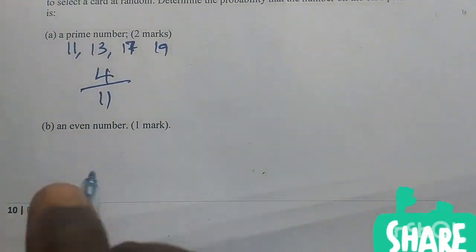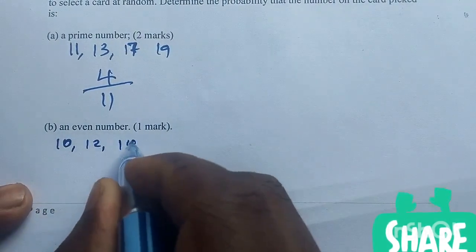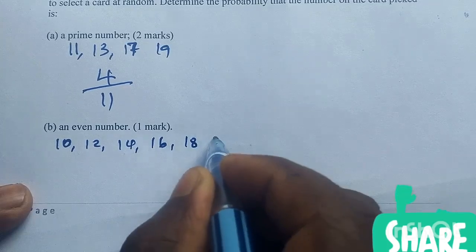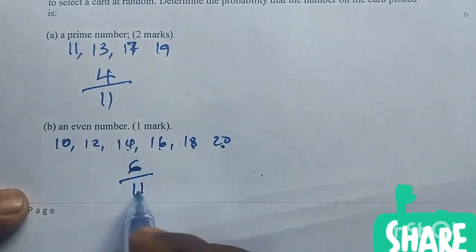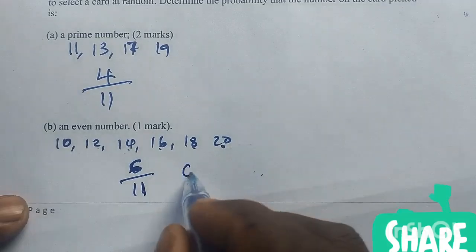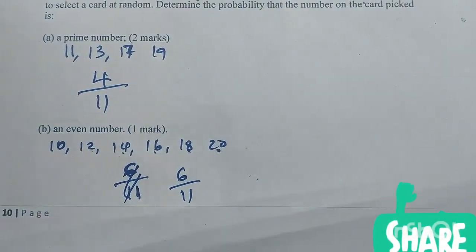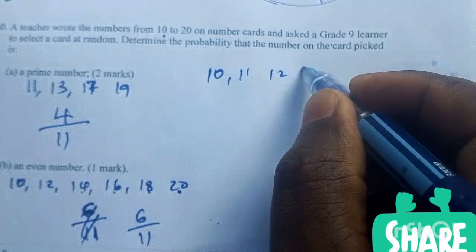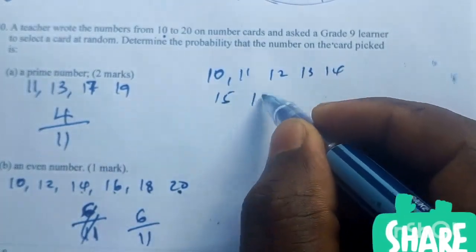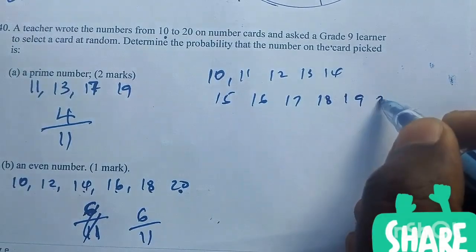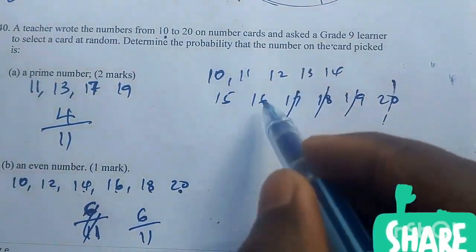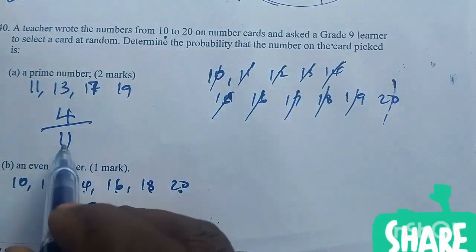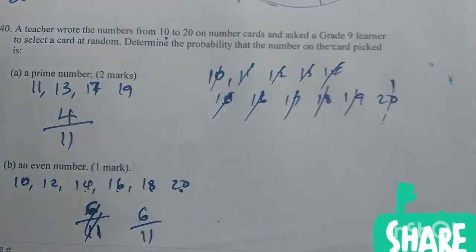Even numbers. Even numbers from 10, we have 10, 12, 14, 16, 18, 20. 1, 2, 3, 4, 5, 6. So it is 6 over 11. For the 11, we count like this: 10, 11, 12, 13, 14, 15, 16, 17, 18, 19, 20. 1, 2, 3, 4, 5, 6, 7, 8, 9, 10, 11. There are 11. That is the total number of the numbers.